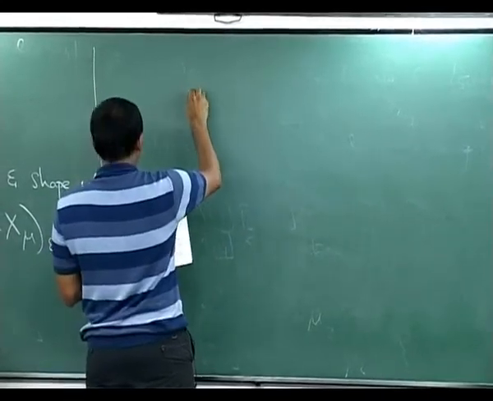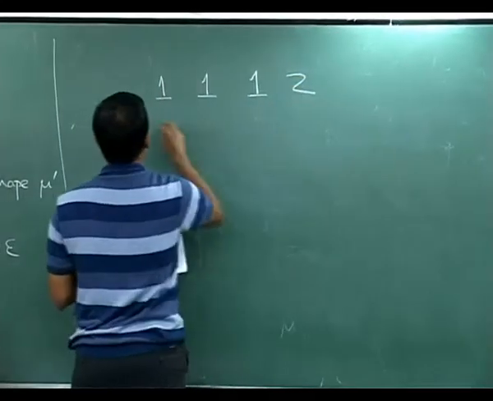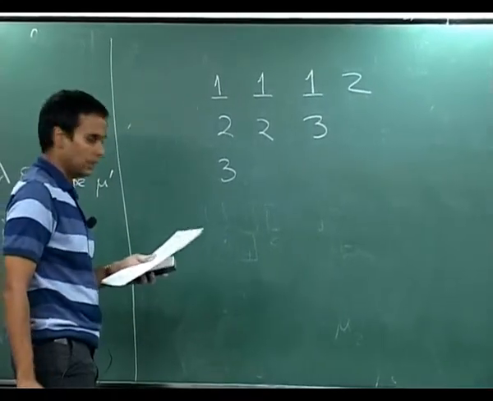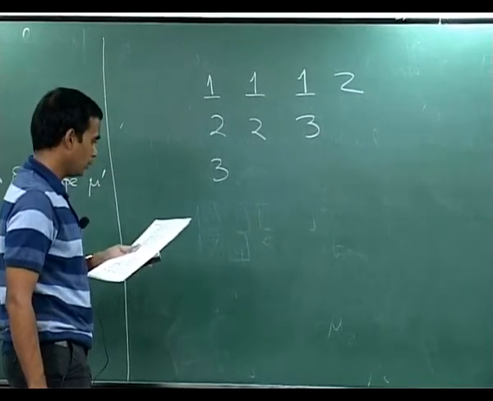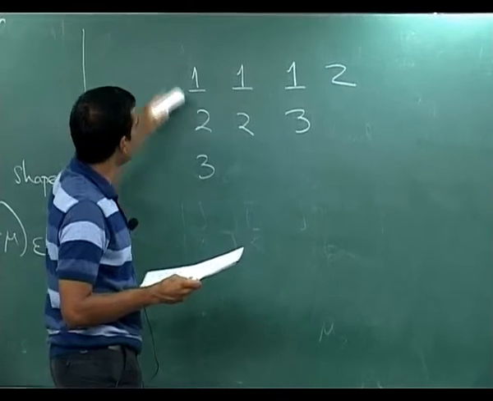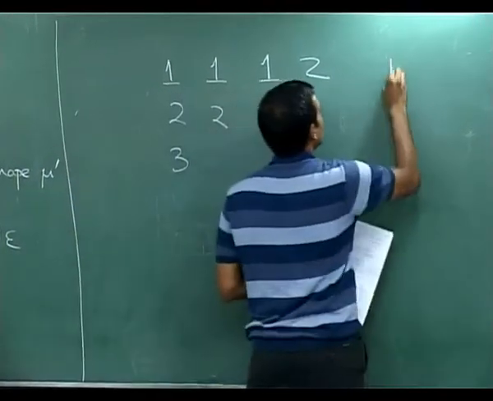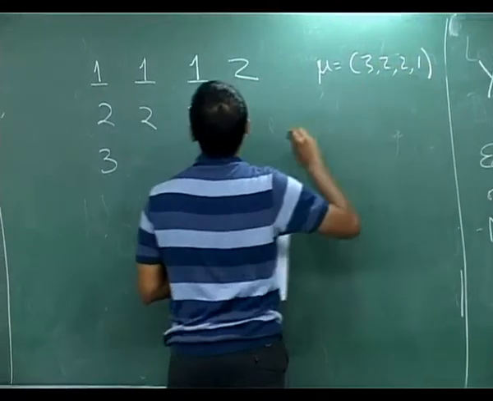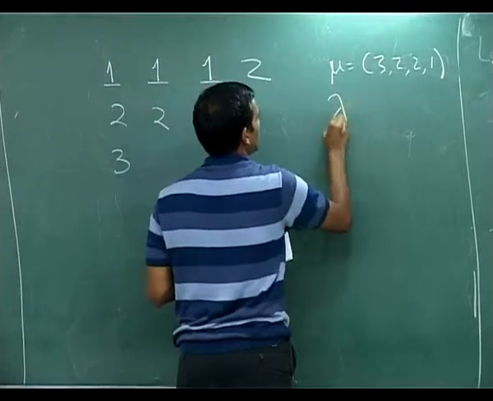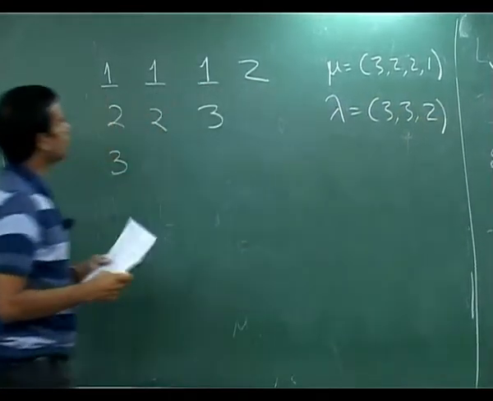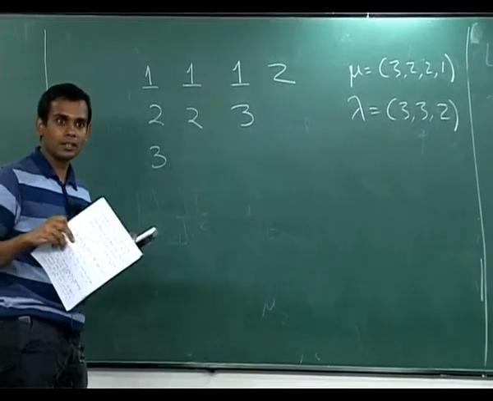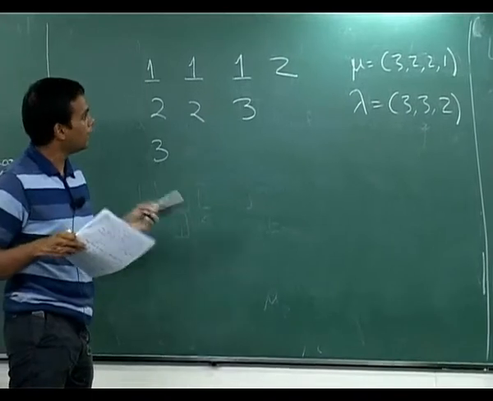Suppose we start with a semi-standard Young tableau 1, 1, 1, 2, 2, 2, 3, 3. Not a very interesting one, but it will do for the purpose. Its shape is 4, oh, but we want the prime of its shape. So, mu prime is 4, 3, 1, but mu is 3, 2, 2, 1, right? And lambda is the type, so that is 3, 3, 2. So, here we have a semi-standard Young tableau of shape mu prime and type lambda. And what we are going to construct is a transverse pair where S has shape lambda and T has shape mu.